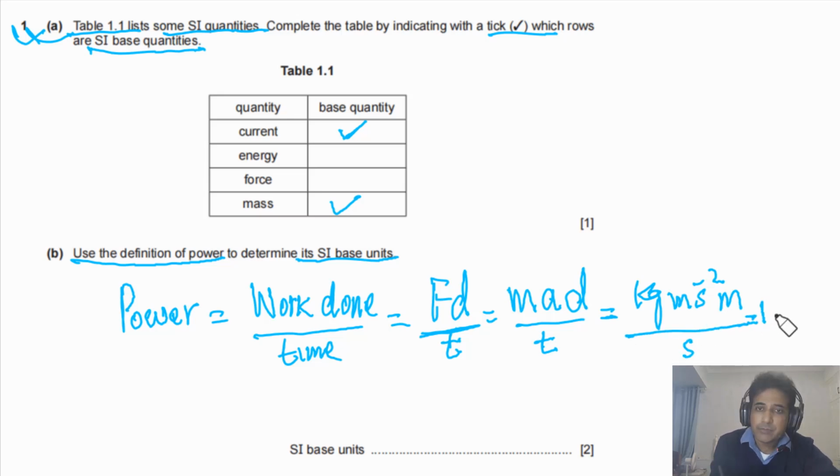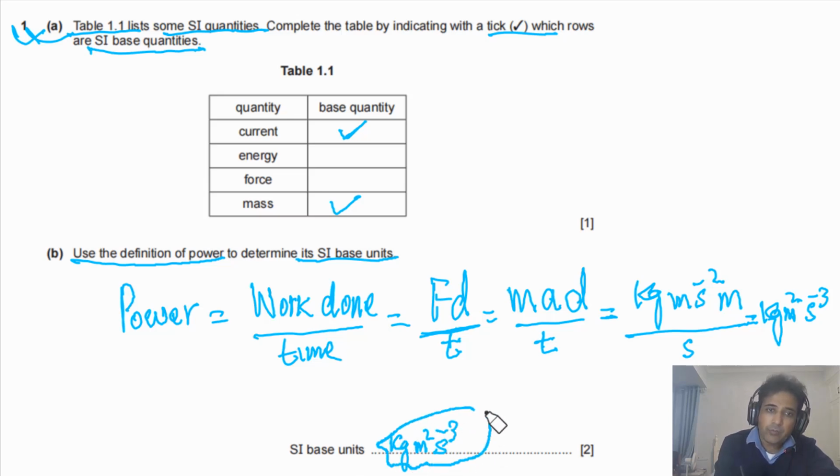We can simplify this. We can say this is kg, and here we have meter square and s to the power of minus 3. So this is the SI base unit. We can write down that this is kg meter square s to the power of minus 3. So these are the SI base units of power.